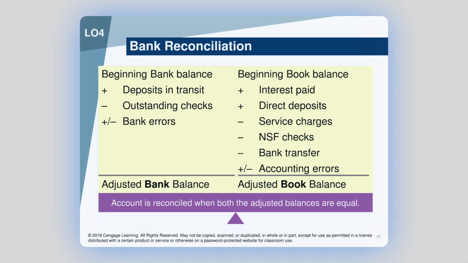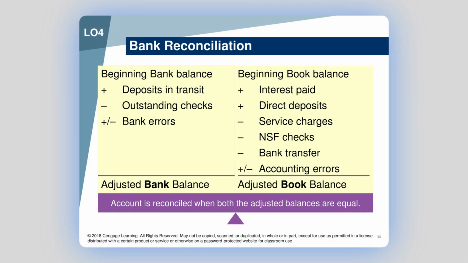Ito yung mga sample. As a basic rule, the bank balance should be the same with the book balance. So, on the part of the bank, ano yung kadalasang reconciling items? DIT, your outstanding checks, and we have our bank errors. That would be your adjustment in the bank balance.